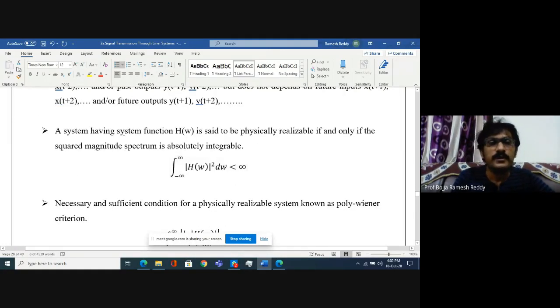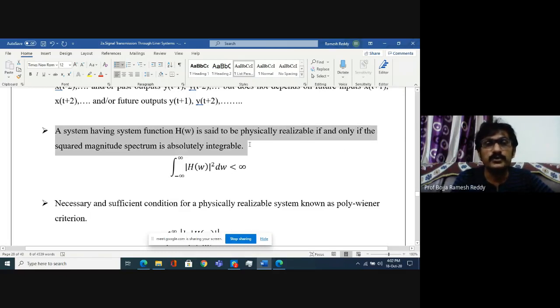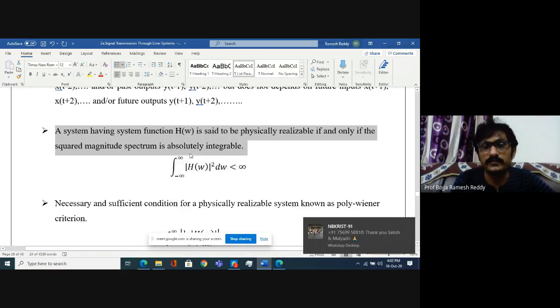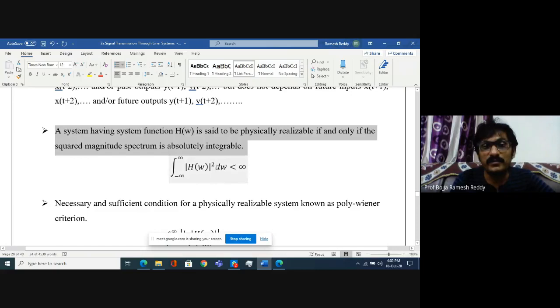The next one is a system having system function H of omega in the omega domain. H of omega is said to be physically realizable if and only if the squared magnitude spectrum is absolutely integrable. The system function is nothing but output by input in frequency domain representation. The modulus of that is the magnitude spectrum. The integration of the squared magnitude spectrum is less than infinity. That is the meaning of absolutely integrable.